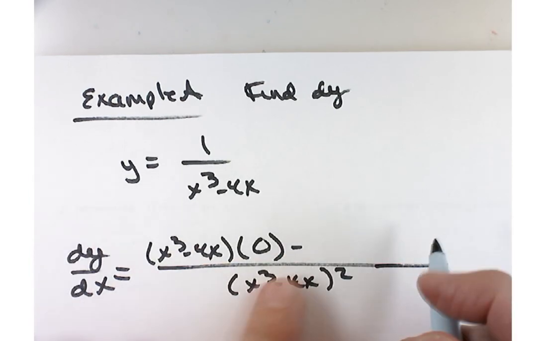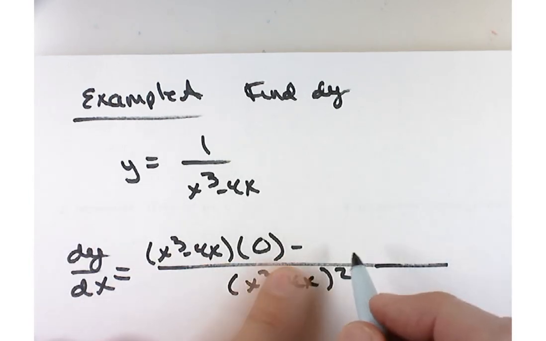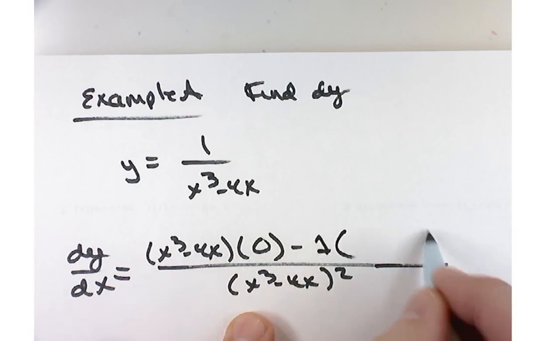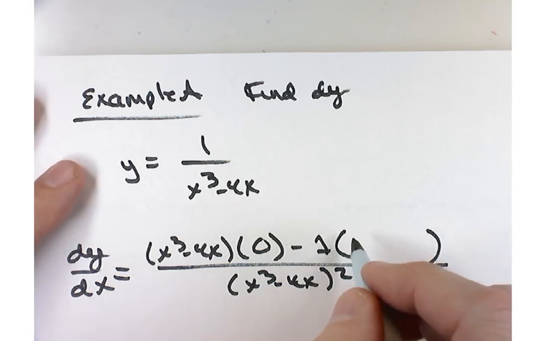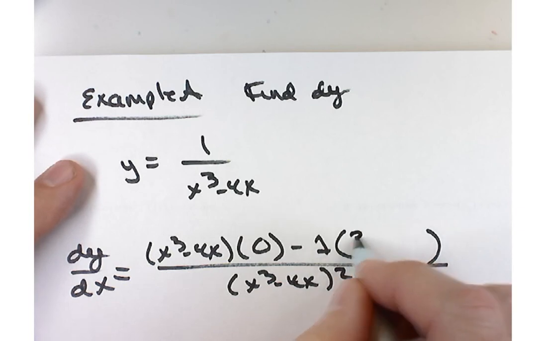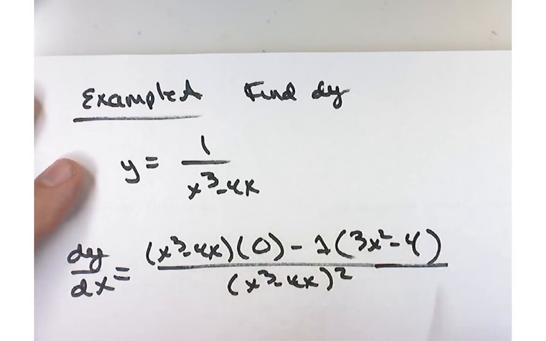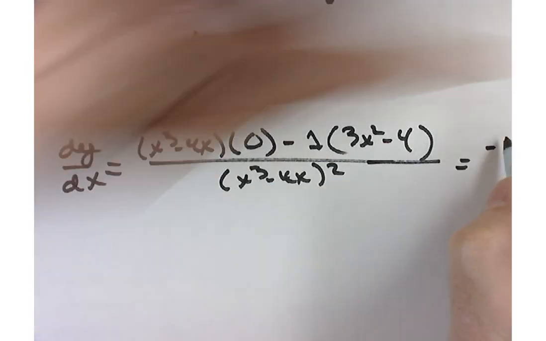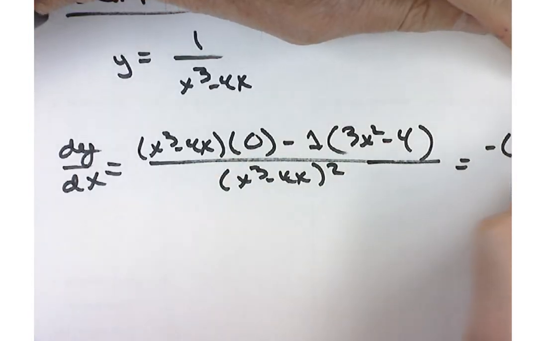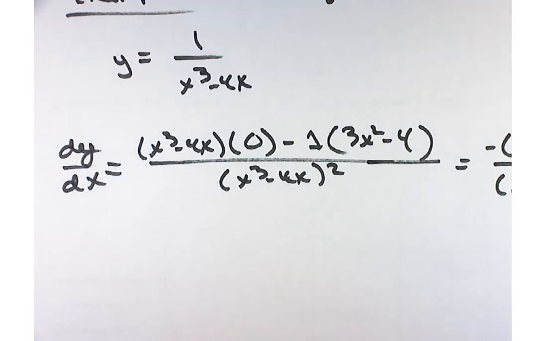Minus the numerator times the derivative of the denominator. Awesome. So, what's the derivative of the denominator? 3x squared. Adrian? 3x squared minus 4. Awesome, thank you. 3x squared minus 4. So overall, that's going to be minus 3x squared minus 4 over x cubed minus 4x squared. Beautiful.